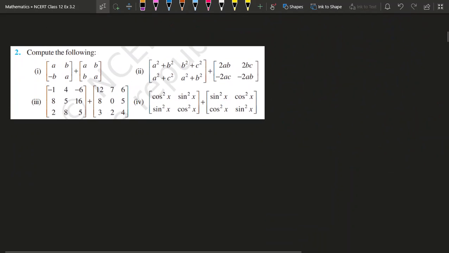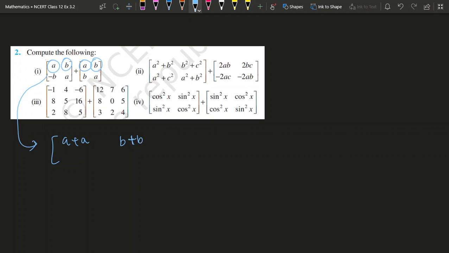and let's move on to the next problem. In the next problem, we are set to compute the sum of the following matrices, and it's just an element-wise addition. So for instance, in the first case, you have A plus A in the first row, first column entry, B plus B in the first row, second column, minus B plus B in the second row, first column, and then lastly you have A plus A. And that will be equal to 2A, 2B, 0, and 2A.